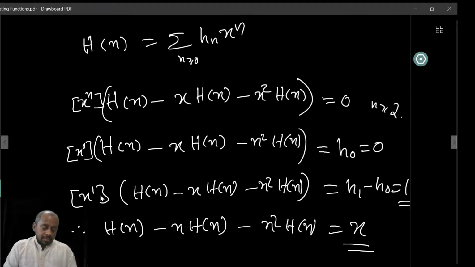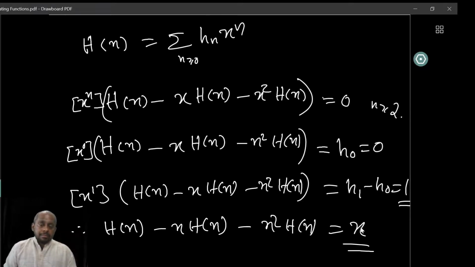Now these three together give the entire equation h of x minus x times h of x minus x squared times h of x, because you can just add them together since each of the three cases is there. So therefore you can see that this is basically equal to just the coefficient of x, because 1 is the coefficient of x, and everything else is 0. So therefore you will get x.